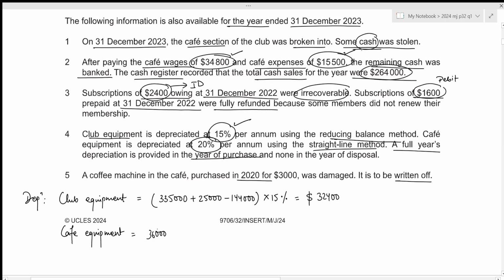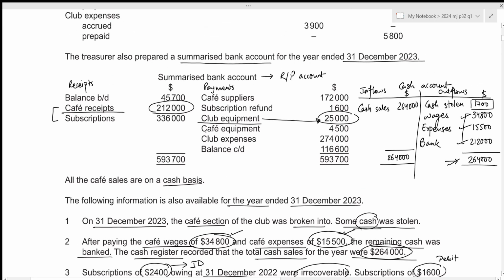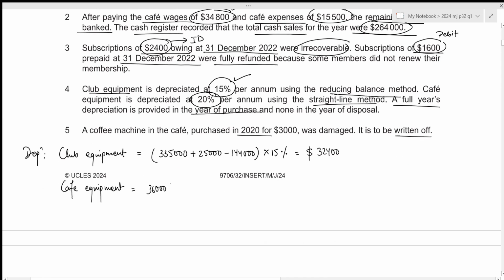And again, we need to check for any purchases during the year on the payment section. And for the cafe equipment, we can see it right here. A new cafe equipment worth 4,500 was bought during the year. We need to add it to the cost. So plus 4,500.